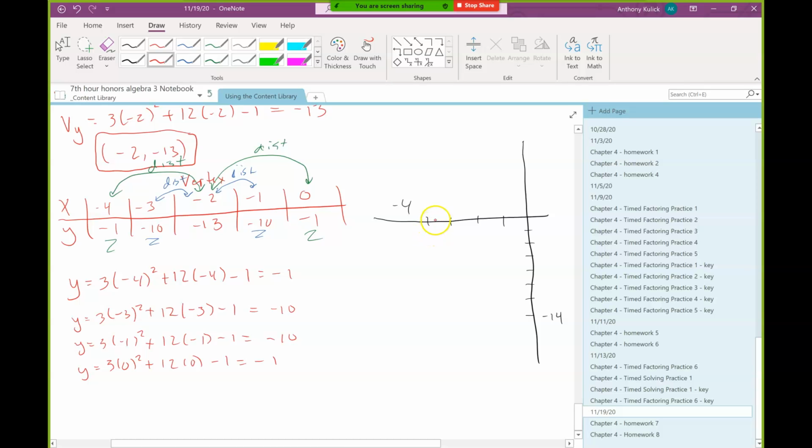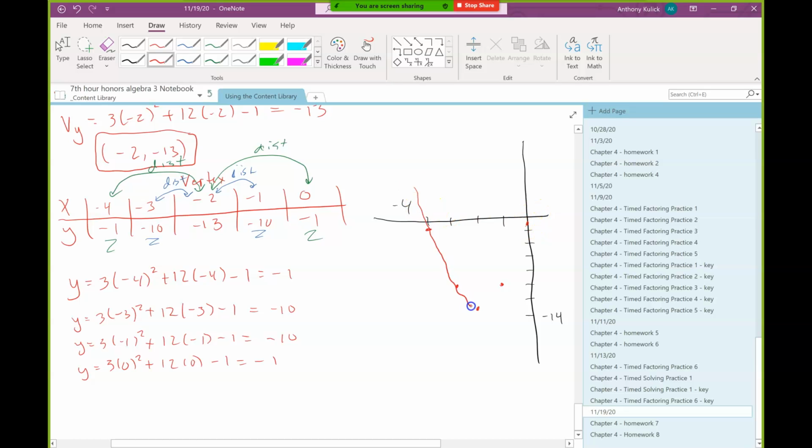Let's see, so I have -4, -1. And then I have -3, -10. I have -2, -13. And I have -1, -10. And then I have 0, -1.